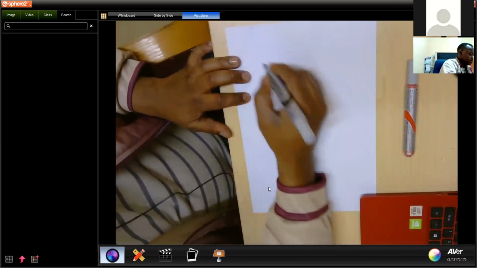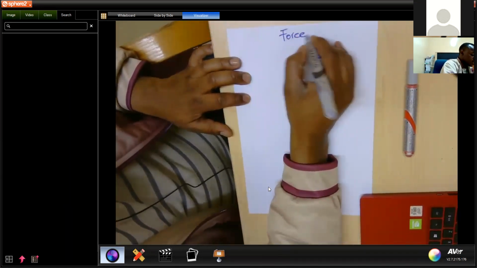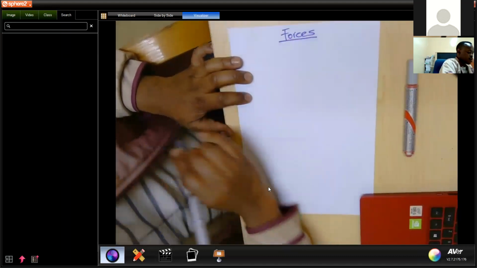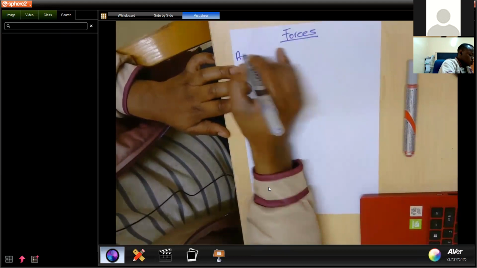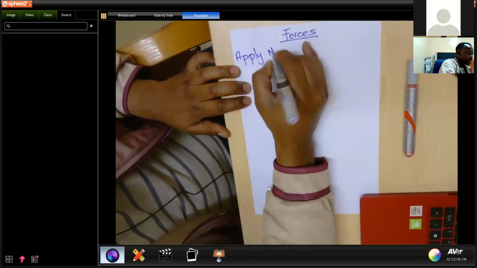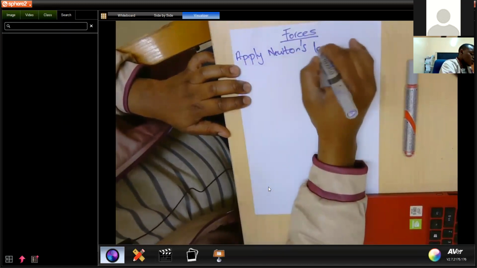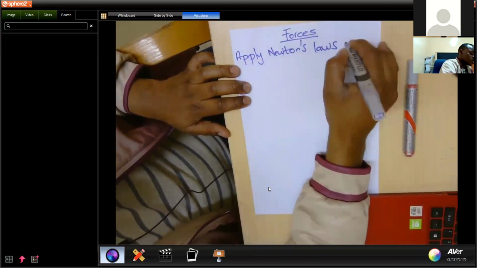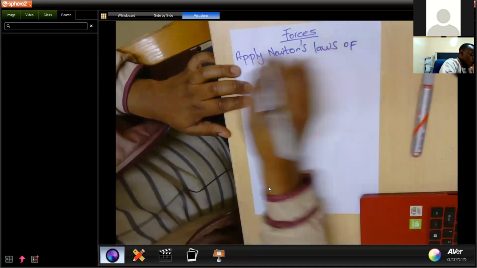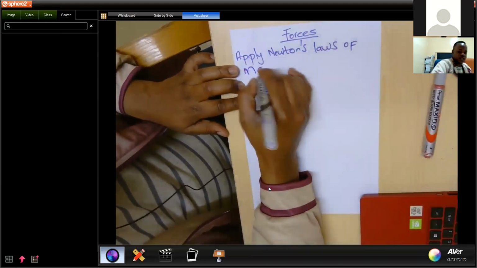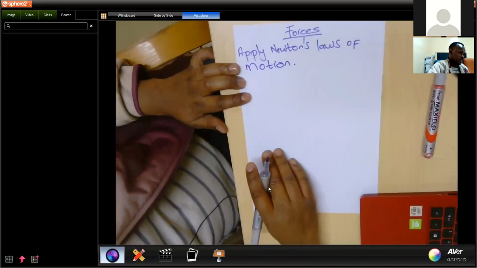My dear learners, today we are going to look at forces, and we are also going to apply Newton's laws of motion. Now, this is what you need to understand.